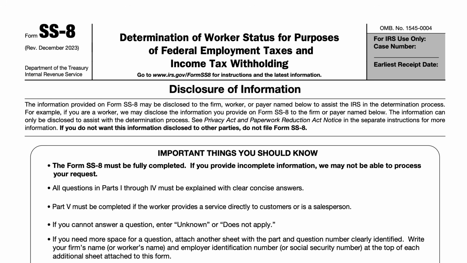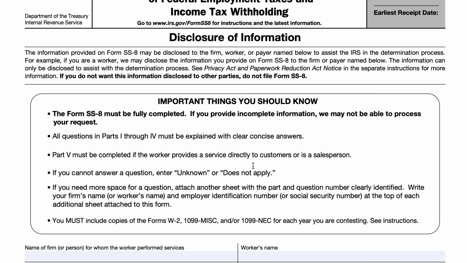Understand that the IRS will not give your information to the company unless it is actually required for the IRS to make a determination, like to clarify a certain point. There are also important things that you should know. You need to complete the form in full. If you provide incomplete information, the IRS might not be able to process it.